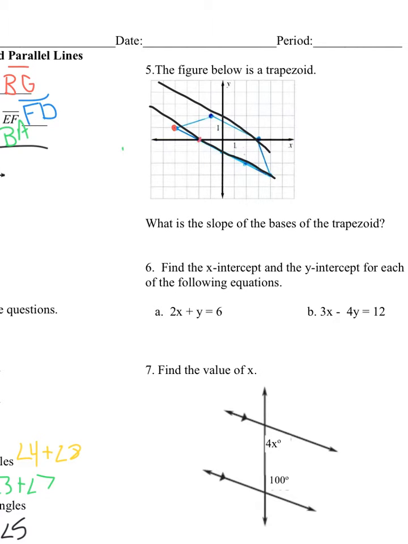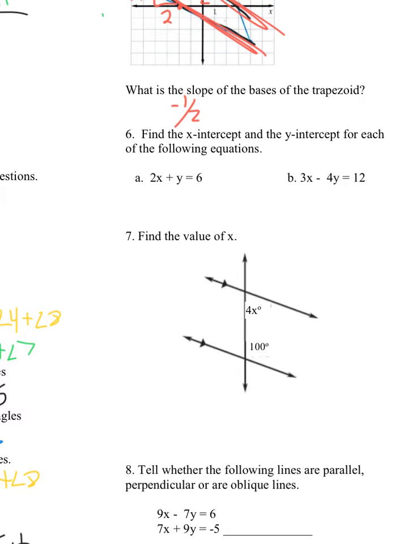Here's a point on the line, here's a point. Looks like down 1 over 2. We have a point here, down 1 over 2. So it looks like a slope of negative 1/2. Remember also negative slopes go down from left to right, so you should know that's correct.